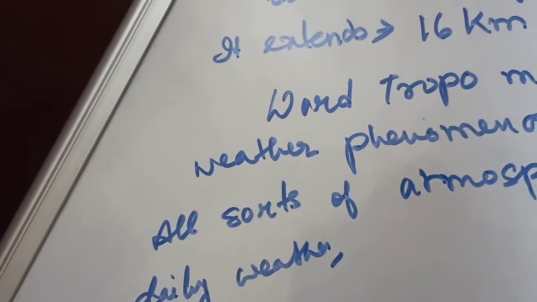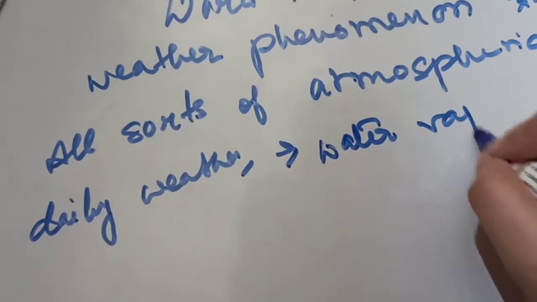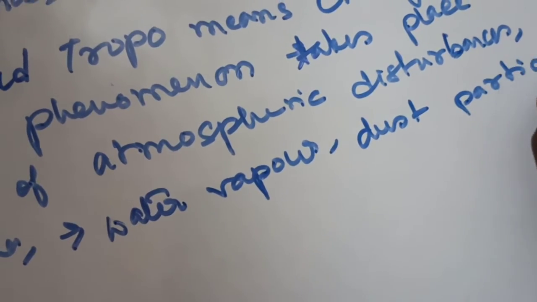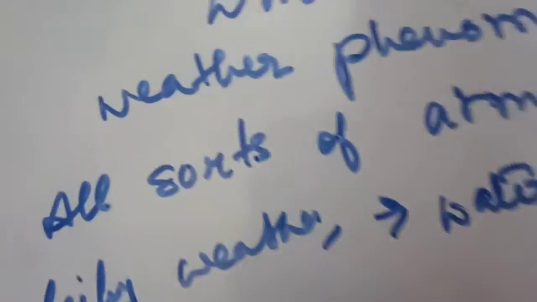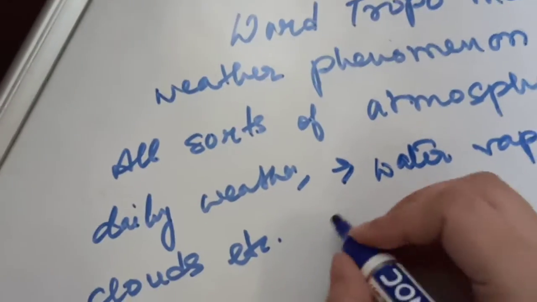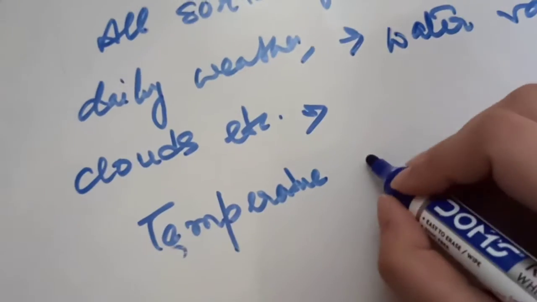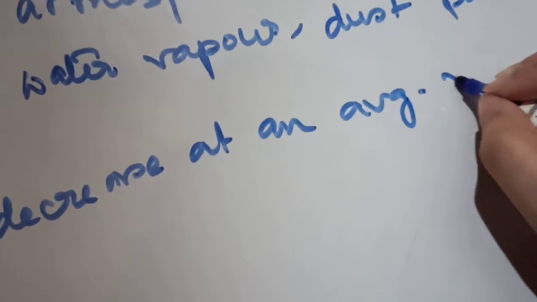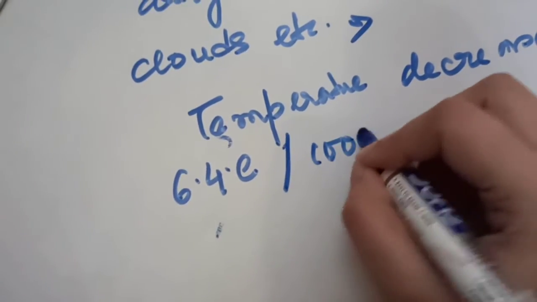This layer contains water vapor, dust particles, clouds, etc. In this troposphere layer, the temperature decreases at an average rate of 6.4 degrees Celsius per 1000 meters.